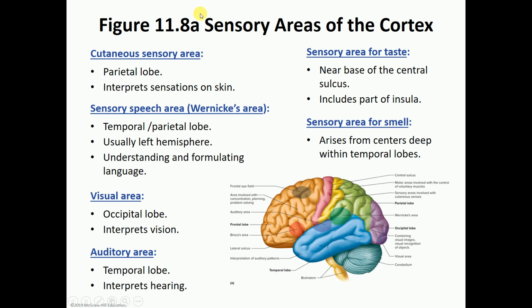Now for the cutaneous sensory area that we mentioned we'll talk about last, that is found right here in this gyrus in the parietal lobe. It's known as the post-central gyrus because it's found right behind the central sulcus. That yellow gyrus interprets sensations coming from the skin.